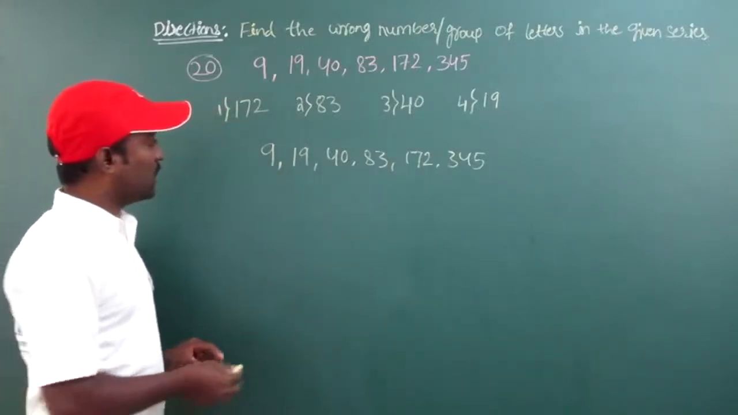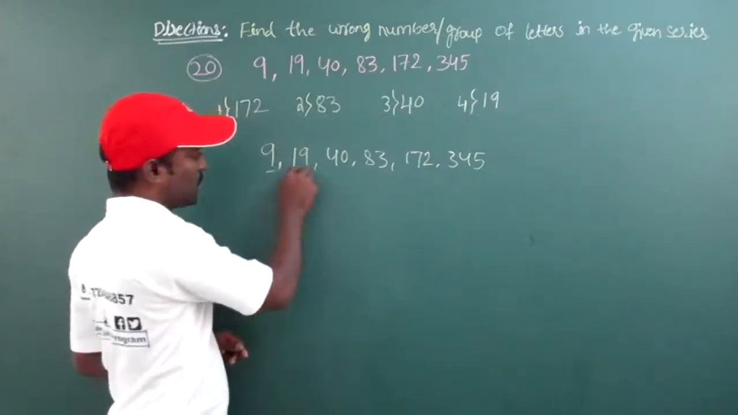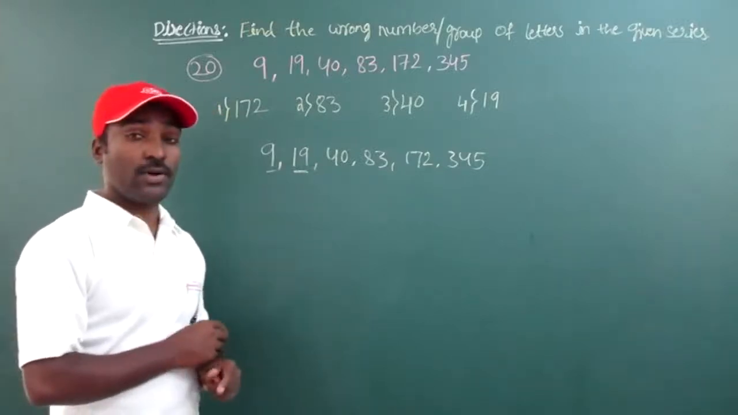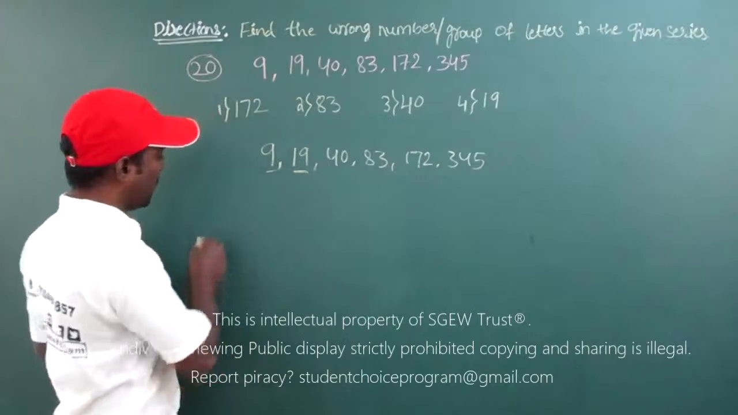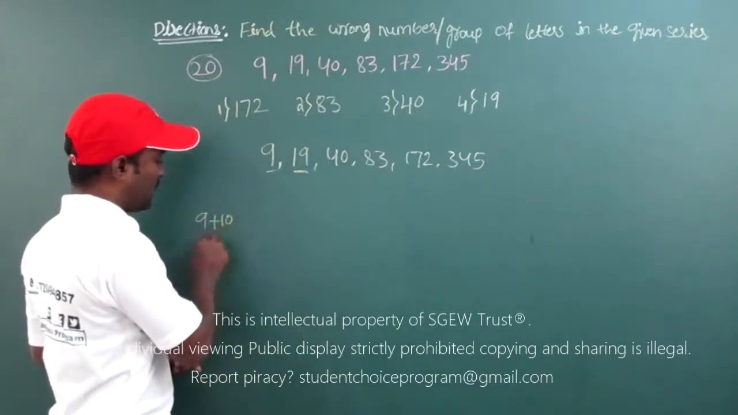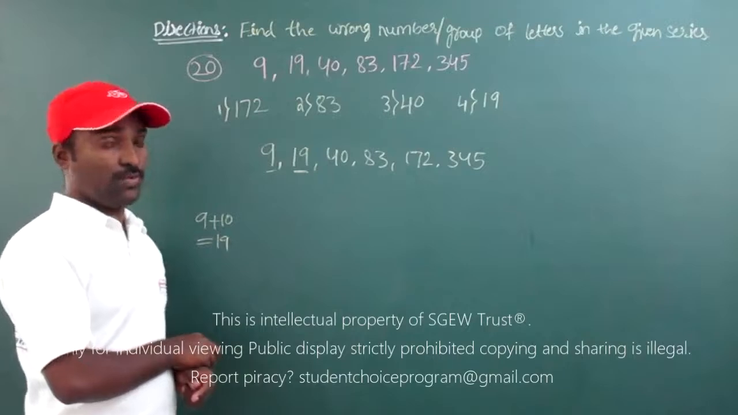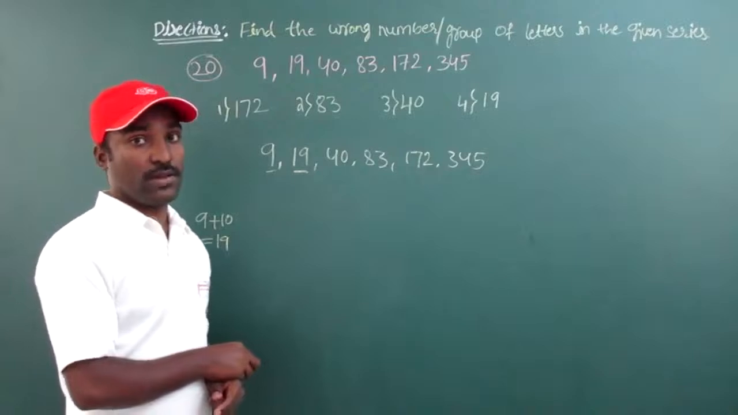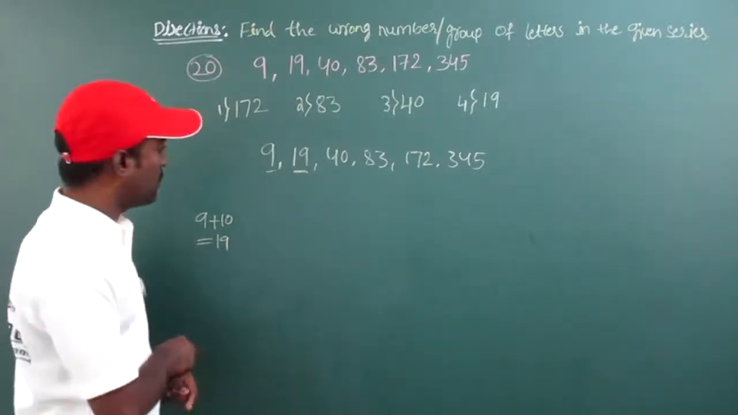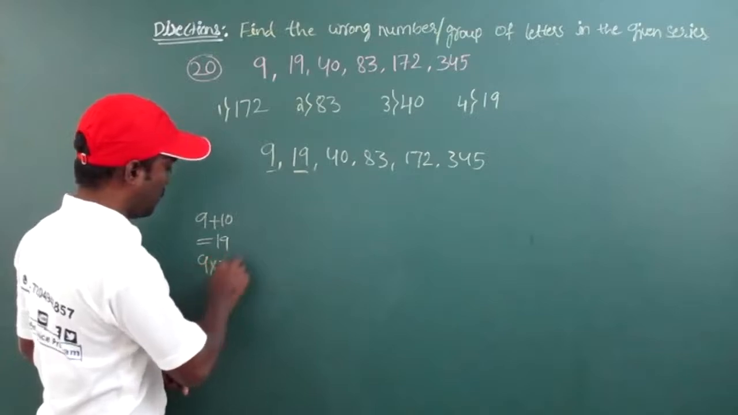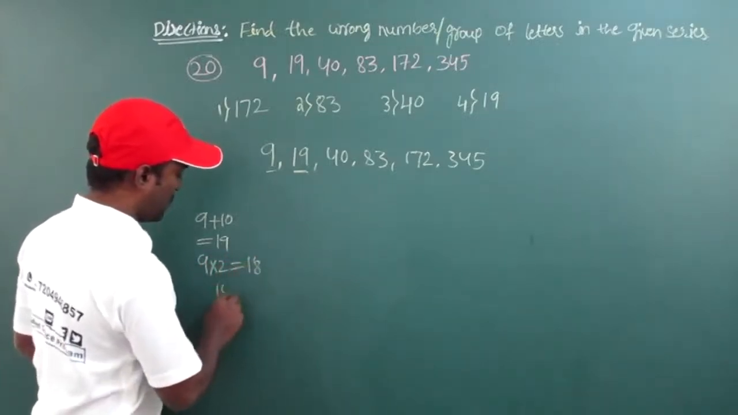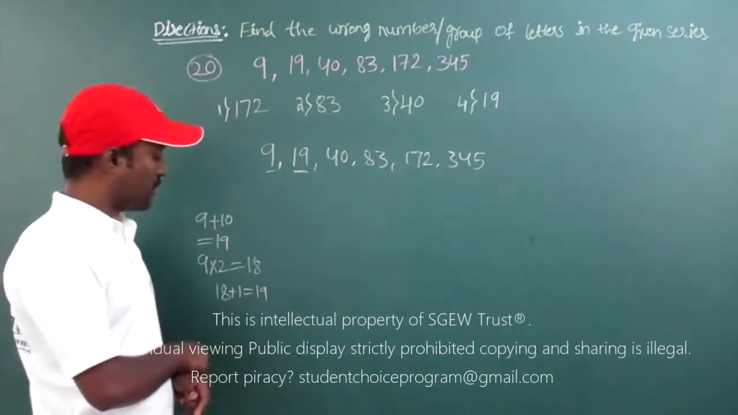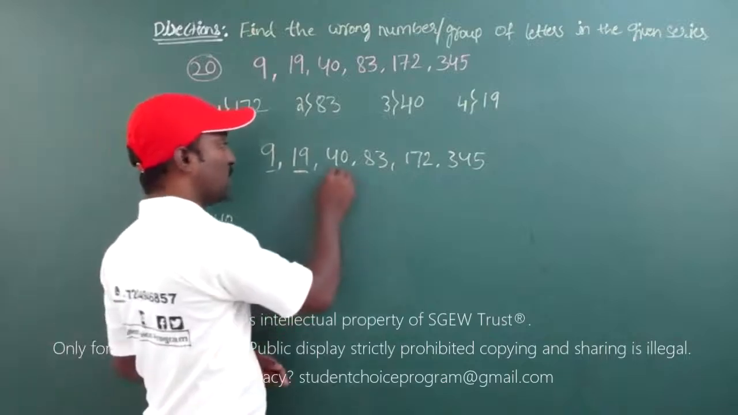So first, this is 9. This is 19. How can I get 19 by using 9? One way is I can add 9 plus 10 and I will get 19. This is one way. Another way: 9 into 2 is 18, and 18 plus 1 will give me 19. This is another way. Okay, now move to the next number, 40.